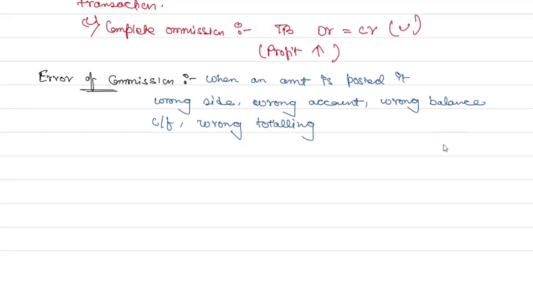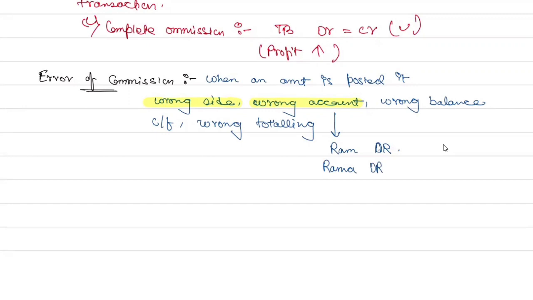Now see, posted to wrong side. That means it should have been debit, we have done credit. Posted to wrong account. That means RAM should have been debited. What we did, we debited Rama. So it has been posted to the wrong account.